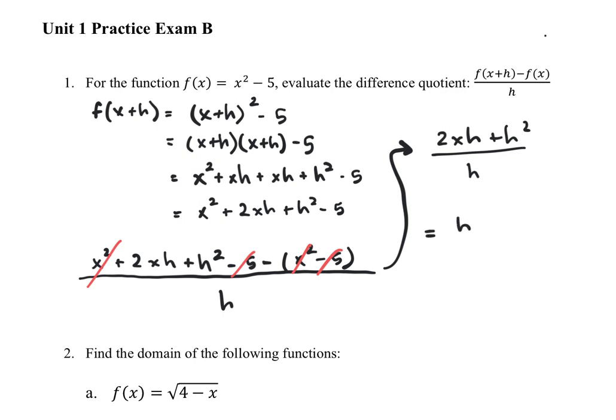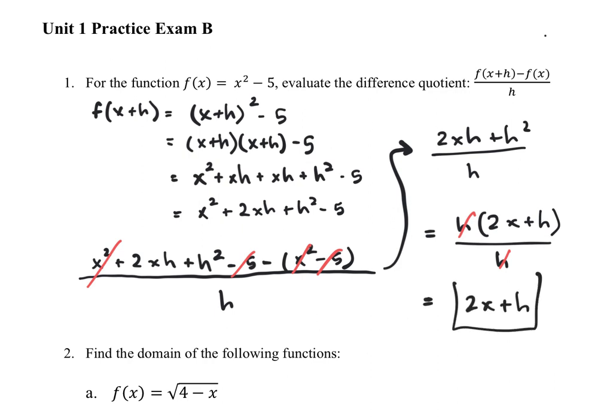If you factor an h from the numerator, you have 2x plus h left over. So now the h that you factored out simplifies or cancels with the h in the denominator. And final answer is 2x plus h.